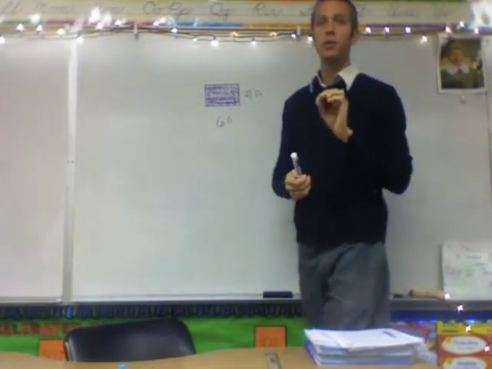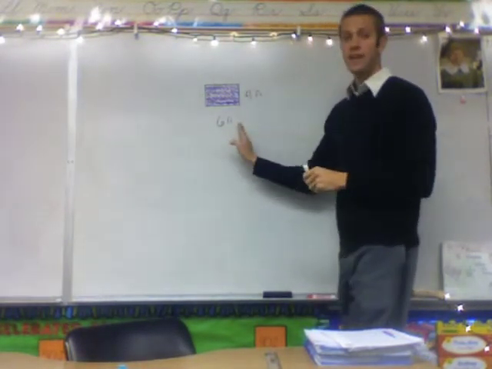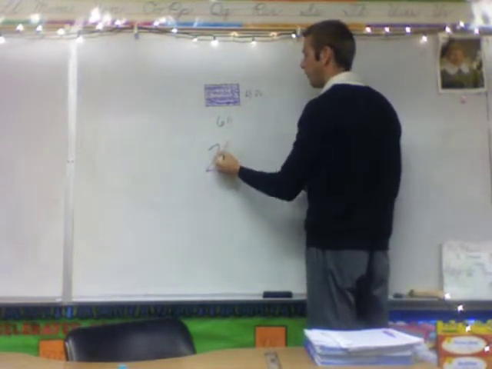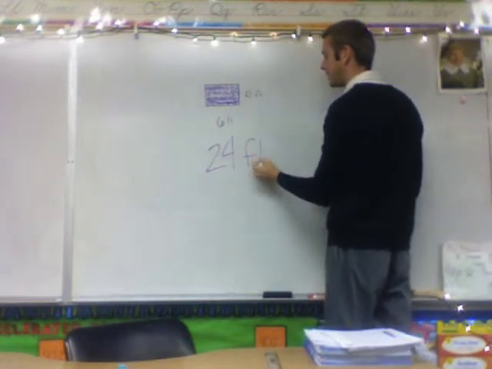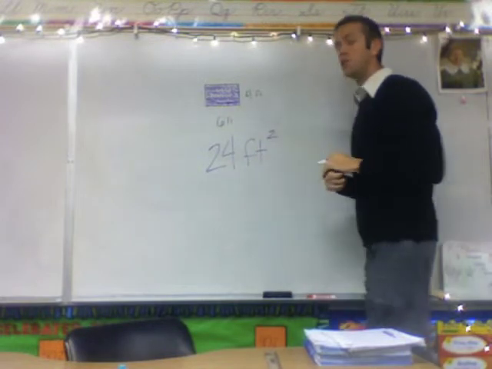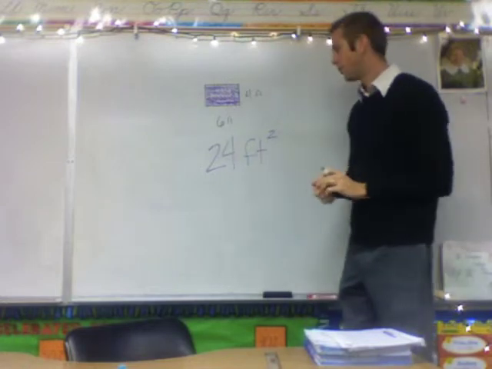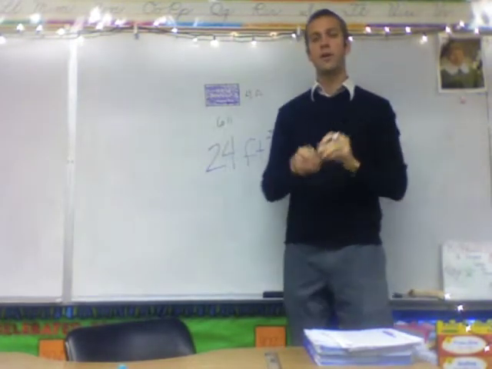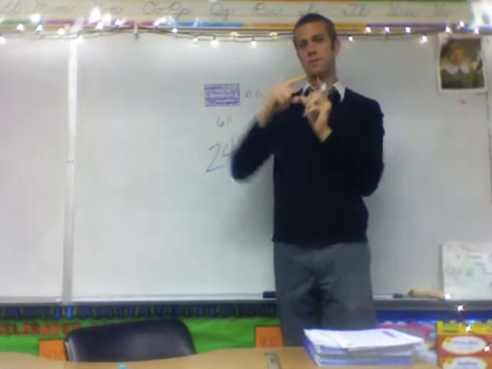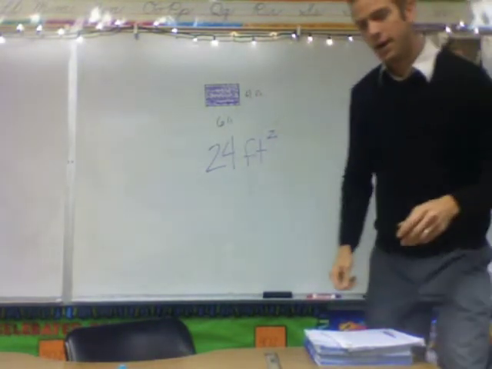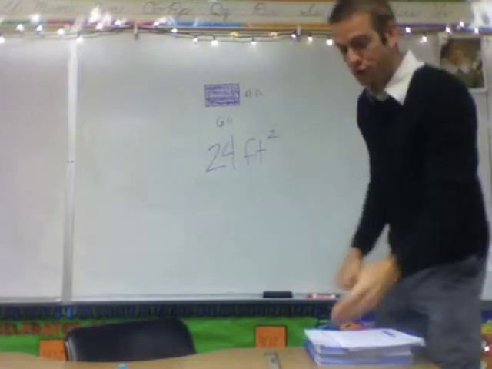The way you label your answer, now this is in feet, so we got to pretend it's in feet. You would write 24 feet squared. You need to put the little 2 to show we're not talking about 24 feet long, we're talking about 24 square feet. Okay? So it's very simple.